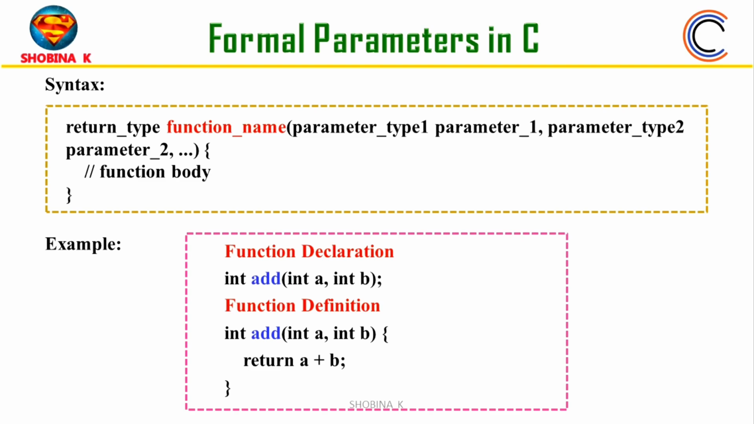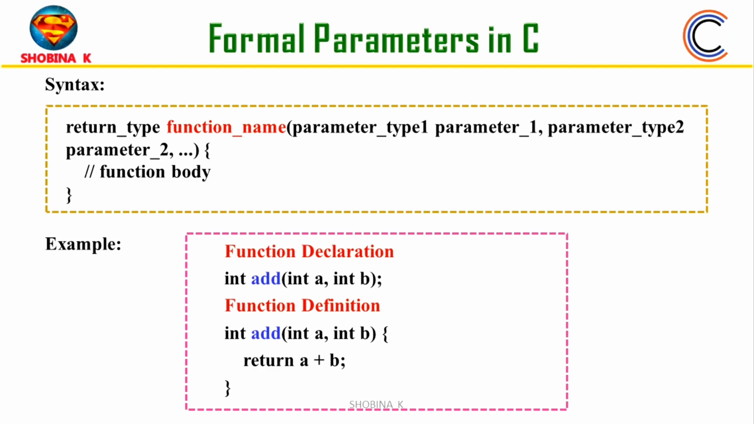Now look at the example. First we have the function declaration, that is int add, and inside parentheses we have int a, int b. int is the return type. add is the function name. int a is the type and name of the first formal parameter. int b is the type and name of the second formal parameter.